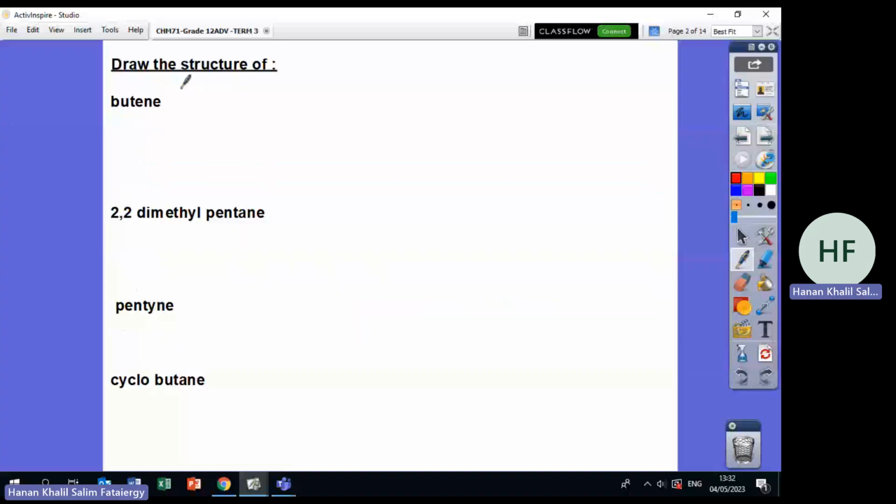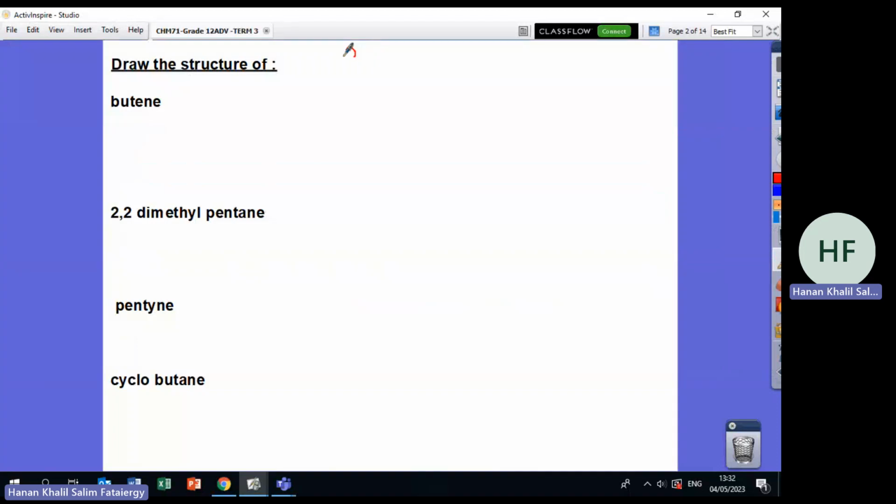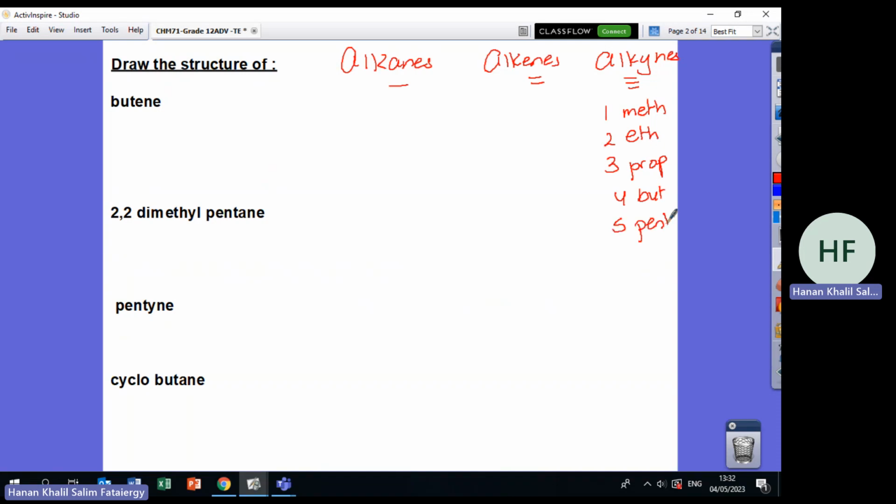Okay, draw the structure of butene. Now, before we start, I want to remind you that hydrocarbons are of three types: alkanes, alkenes, and alkynes. Alkanes have single bonds, alkenes have double bonds, and alkynes have triple bonds. Also, I want to remind you that one carbon is given the prefix meth, 2 carbons is eth, 3 carbons is prop, 4 is but, 5 is pent, 6 is hex, and 7 is hept. You should memorize these, or else you will not be able to do the exam.